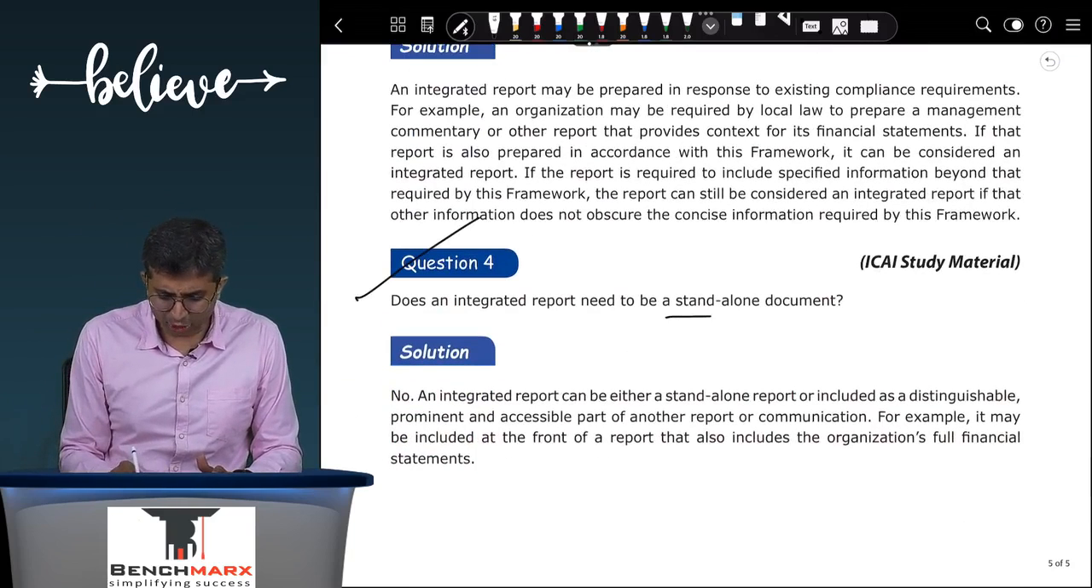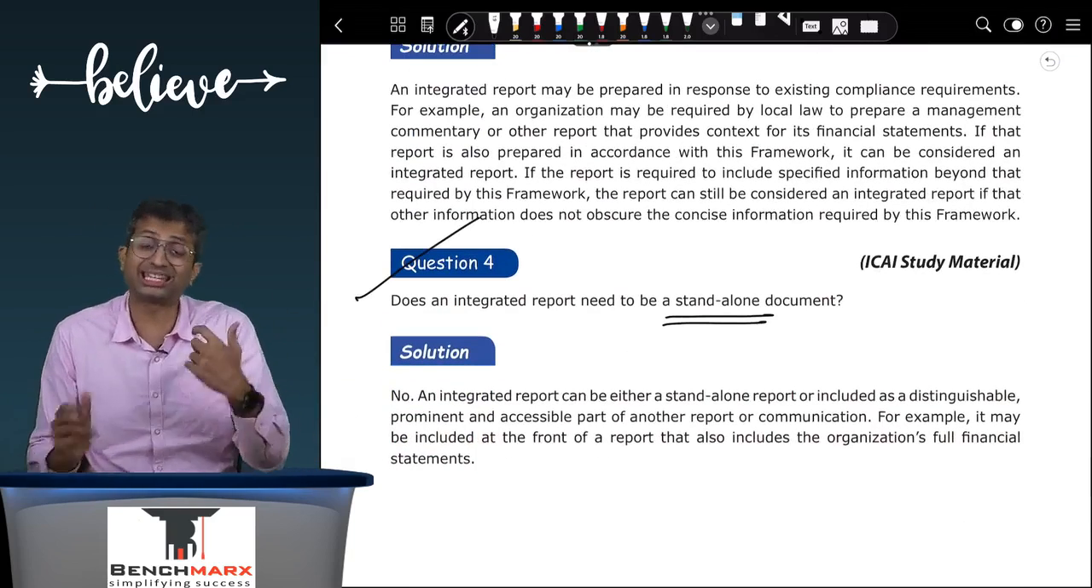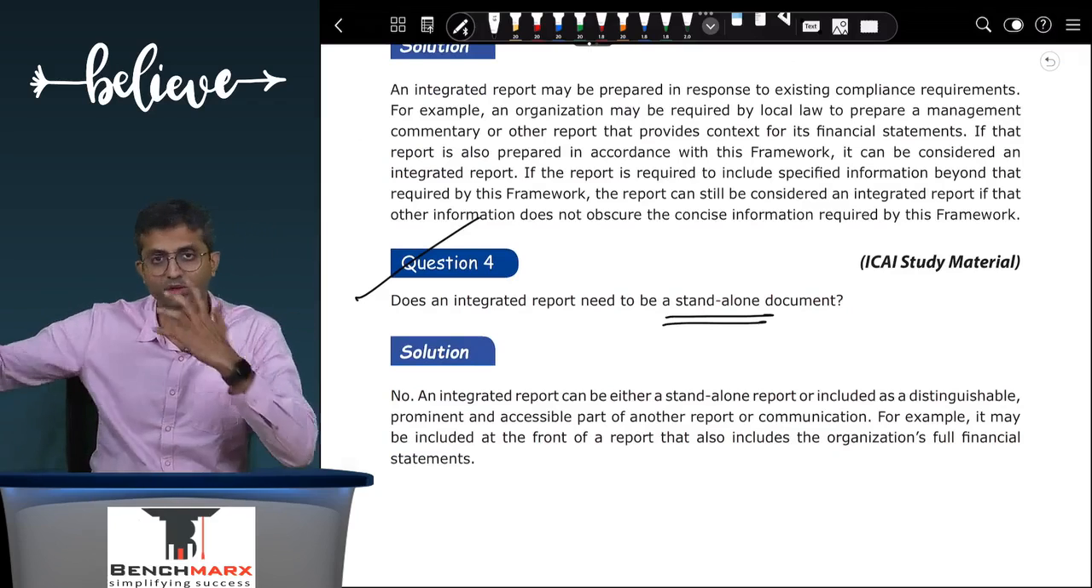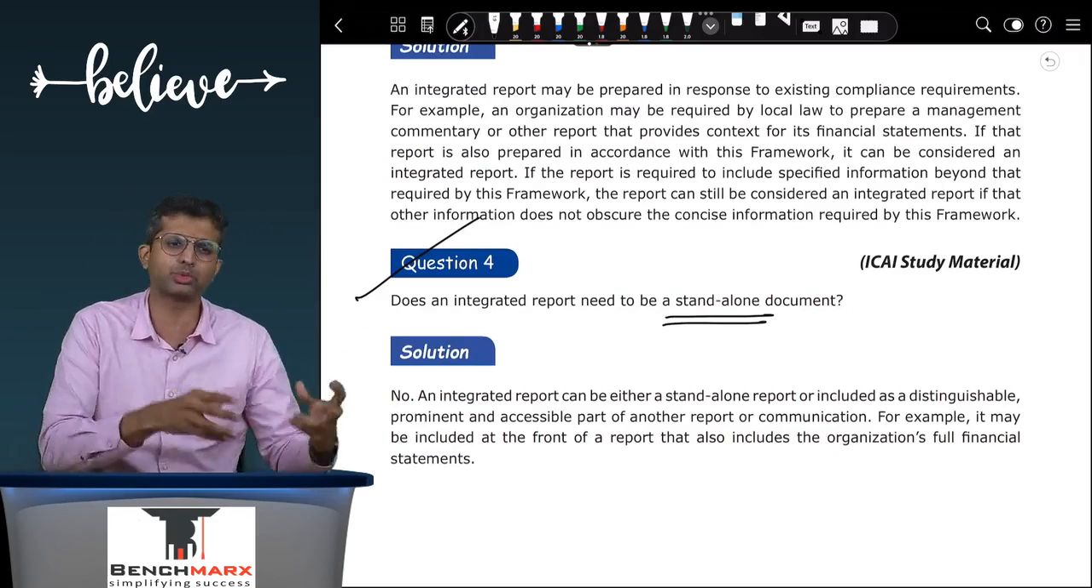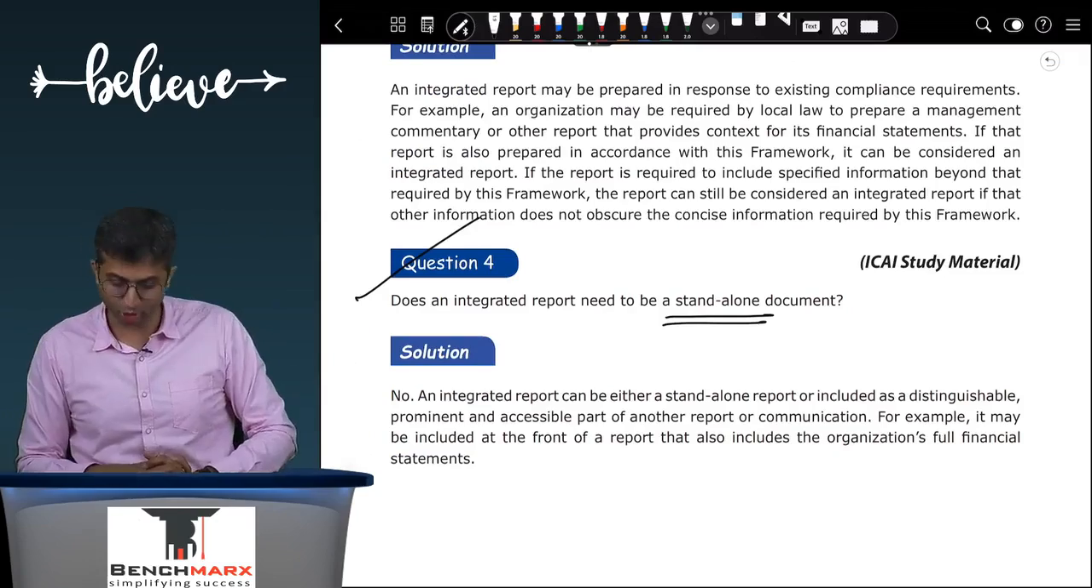Does the integrated report need to be a standalone document? Not at all. It can be a separate standalone document. You can host it on your website separately as well. However, it can also be a part of a larger annual report or other document as well.